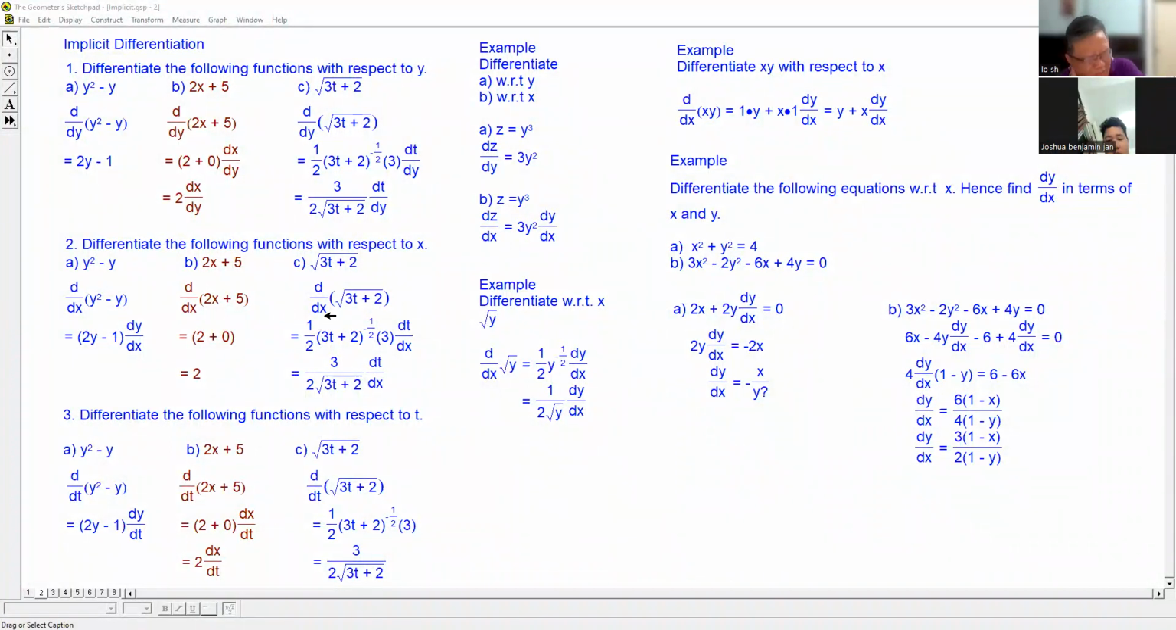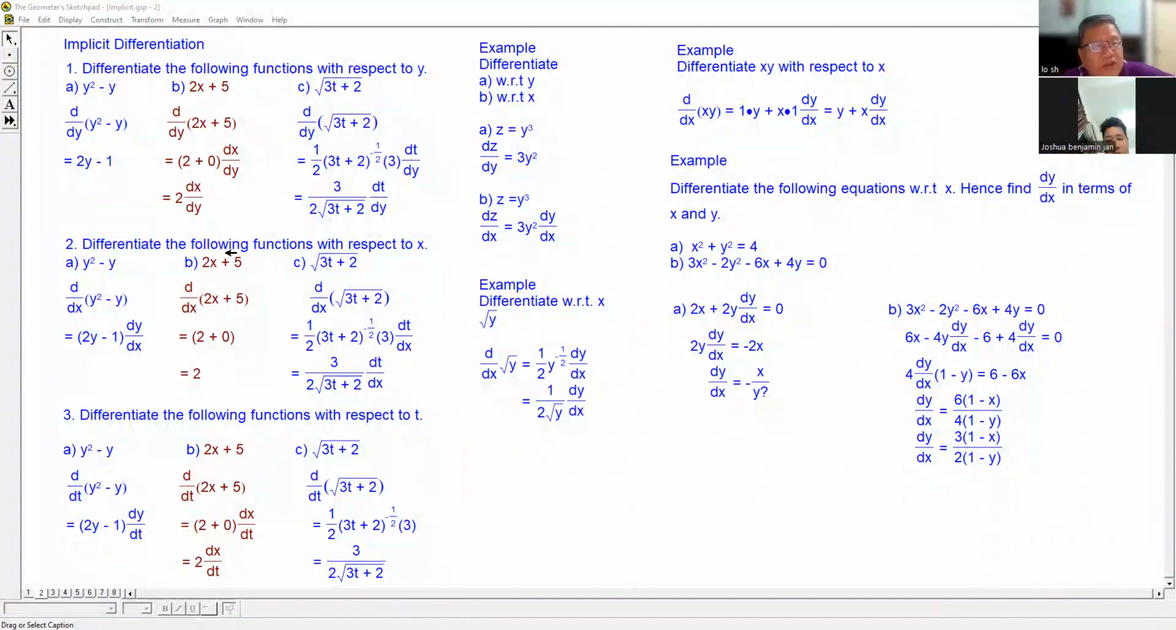Implicit differentiation. Okay, now let's say we have a function and you want to differentiate it with respect to x. This is y. You want to differentiate with respect to x. So you differentiate with respect to y first, then you put dy dx. Differentiate y with respect to x, you put dy dx there. Differentiate as usual, then you put a dy dx there.